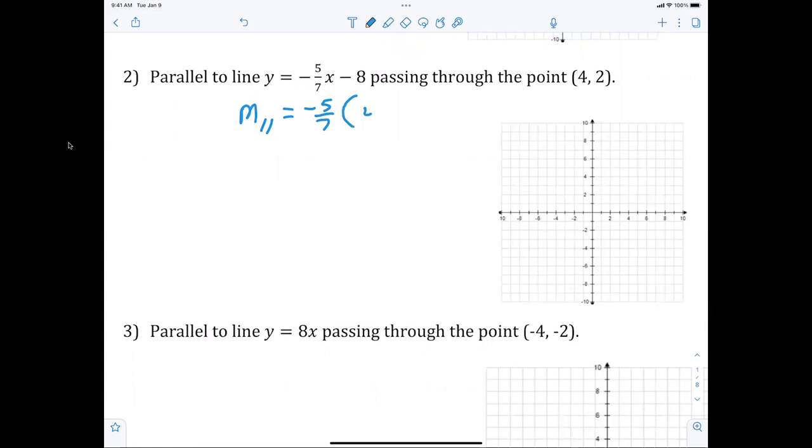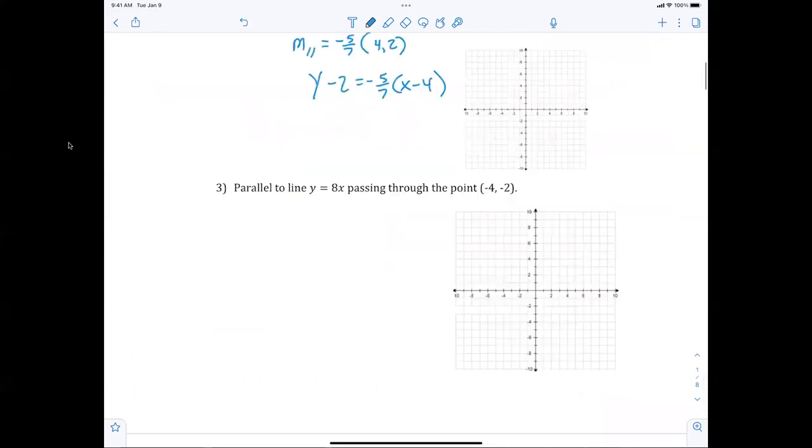Whenever you're ready. Yes. Could be y minus 2 equals -5/7 in parentheses x minus 4. Does everybody agree? Simple, right? Come on, Ava, pay attention. All right, does everybody agree? That's easy.